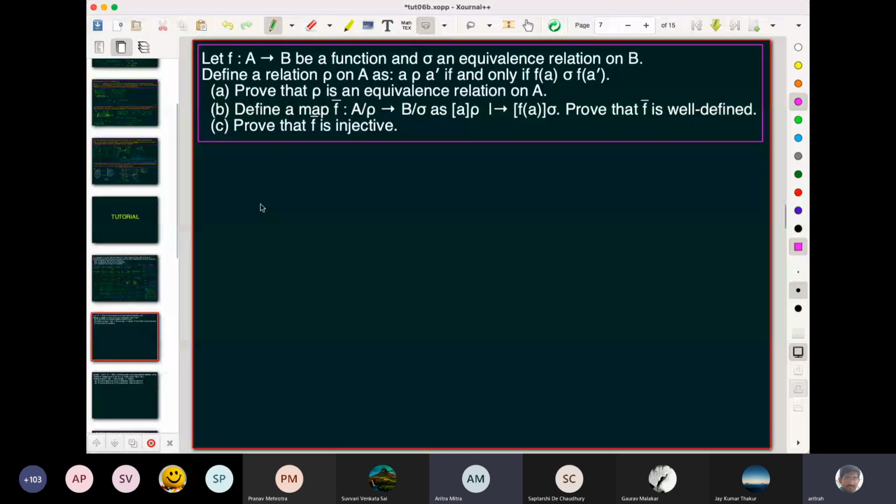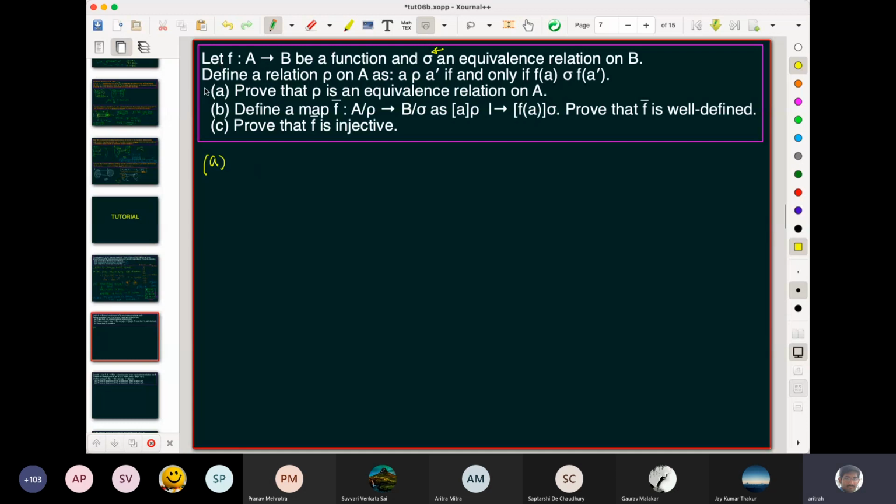This one is a little non-trivial, not this part, the next part that I will show. First 3 parts are very easy. You can just open your notebook and start doing. A to B is a function. Sigma is an equivalence relation, given. I define a relation rho such that A rho A dash, where both A and A dash are from A, if and only if Fa sigma Fa dash. A is from A, Fa is from B. That you can understand. Now you have to prove rho is an equivalence relation.